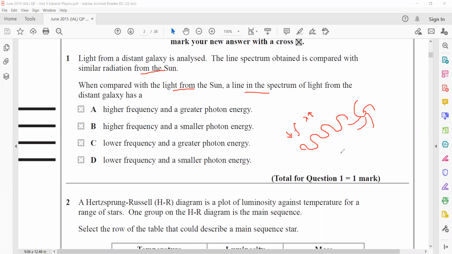And what happened to the energy of the photon? We have the formula E equals hf. The apparent frequency decreases, so the energy will also decrease. So D is the right answer, lower frequency and a smaller photon energy.